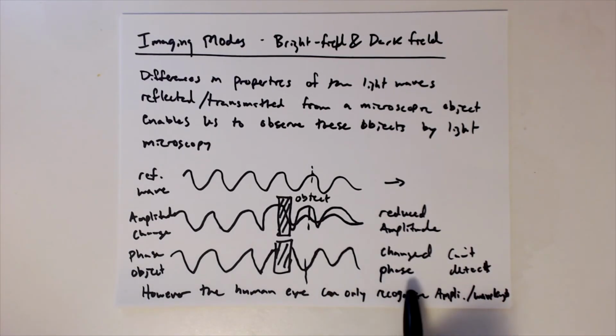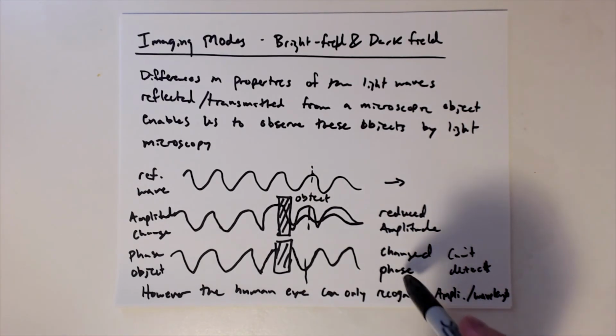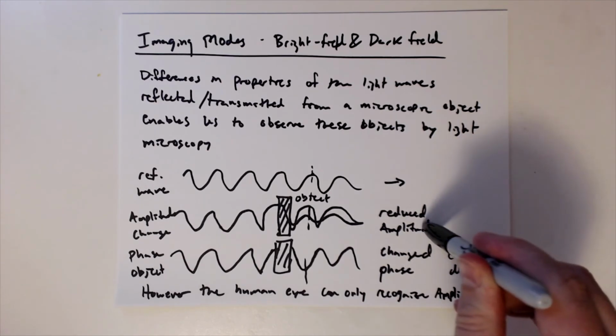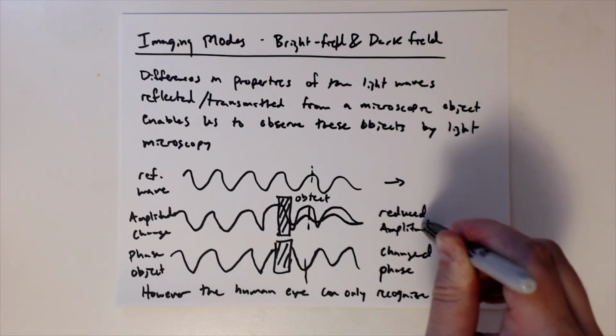One note I will say is that there are types of imaging modes that do allow us to see these changes in phase, but we typically have to convert those phase differences into an amplitude difference so that we can see it. So we have special arrangements and instrumentation so that we can transform differences in phase to differences in amplitude. And we'll go over at least one example of this type.